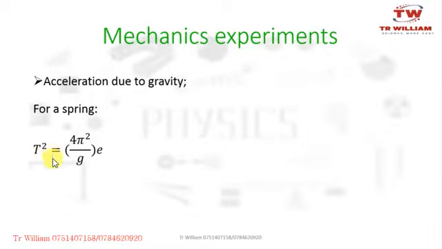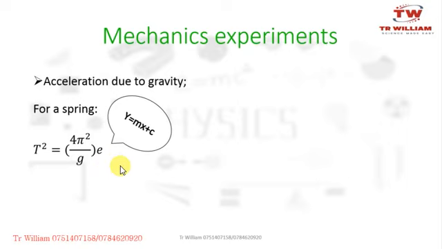We square on both sides and we have periodic time squared equal to 4 pi squared over g times extension. Now, I had already expressed this equation in the form of an equation of a line, because normally when we plot our graphs we expect them to come out as straight lines. So why is it important to do this before you do the experiment?